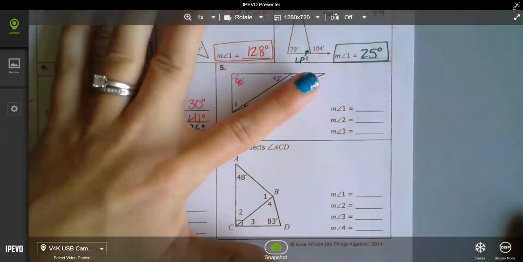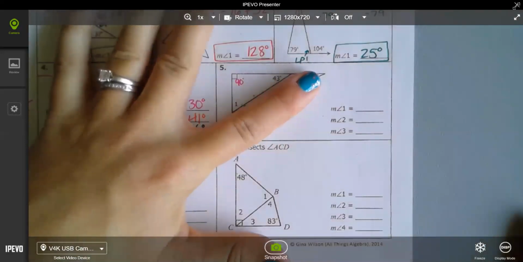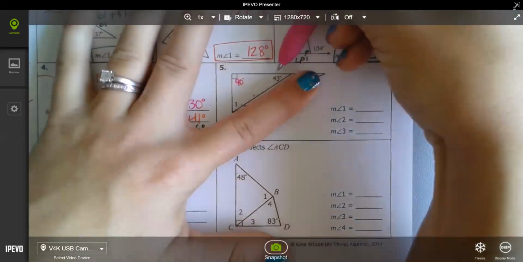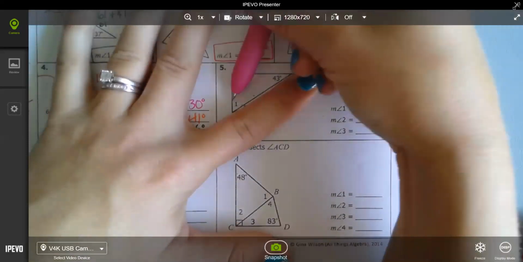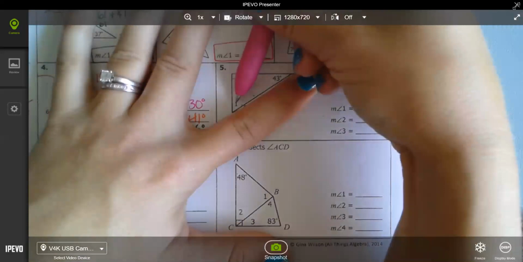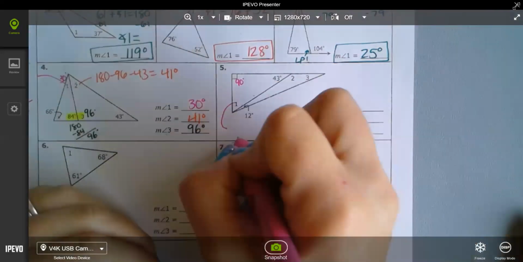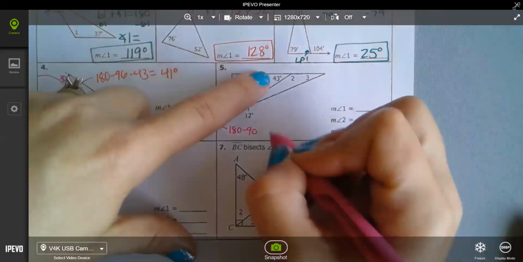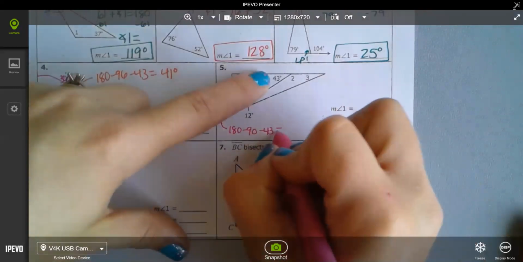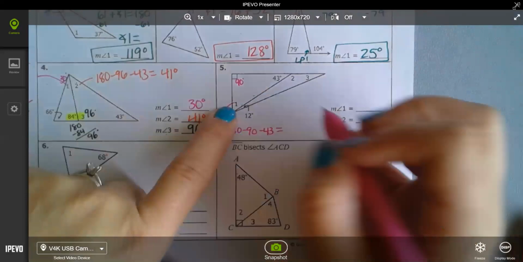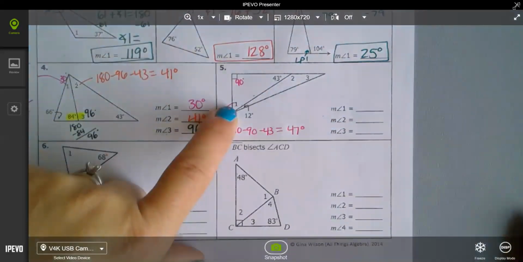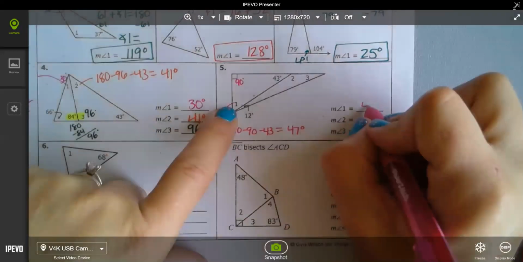Well, if I start with this right triangle, I know that this one's 90. I know that this one's 43. So we can figure out number 1. How do I do it? A triangle's 180. We're subtracting off the 90, subtracting off the 43. So that means that number 1 is going to be left over with 47 degrees.